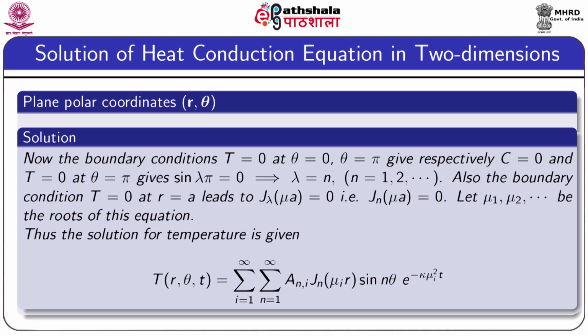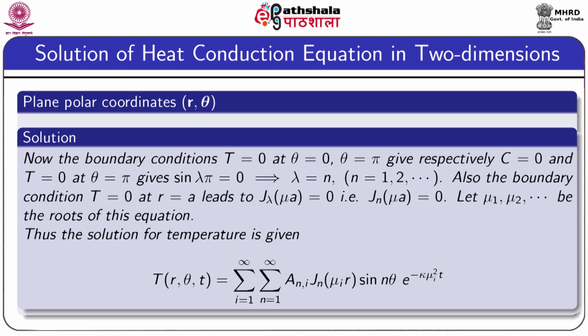There is one more boundary condition, which is temperature equals 0 at r equals a. So this leads to the equation J lambda mu a equals 0, and we have already found that the value of lambda is an integer. So this implies J n mu a equals 0. Let mu 1, mu 2, and so on be the roots of this equation. Thus the solution for temperature can be written using the principle of superposition as capital T equals sum over i, sum over n, a n i J n mu i r sin n theta e to the power minus kappa mu i square t.